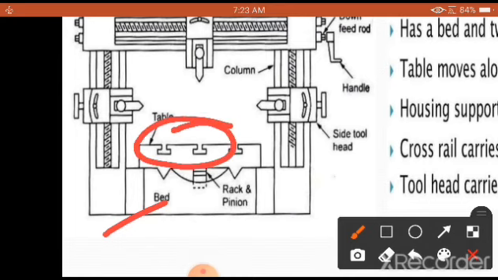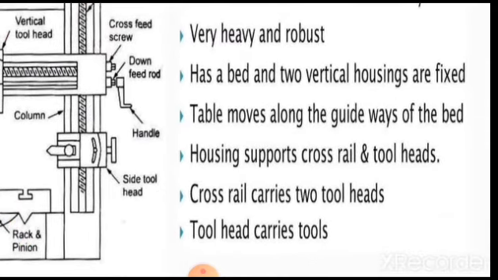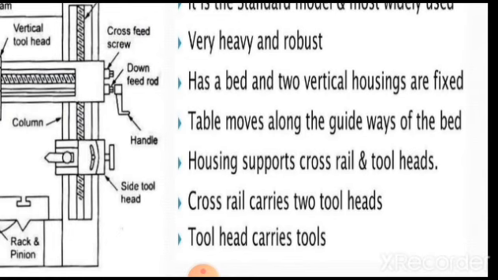Okay, the reciprocating motion is given to the work table, and whatever the mechanism is, that mechanism is below the bed only, which can drive the work table of a planer. So the table moves along the guideways of the bed. The housing supports the cross rail and the tool heads. The cross rail carries two tool heads.